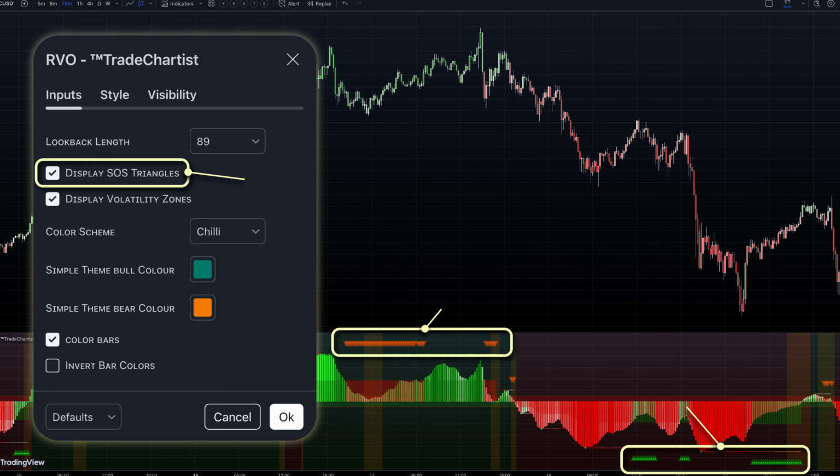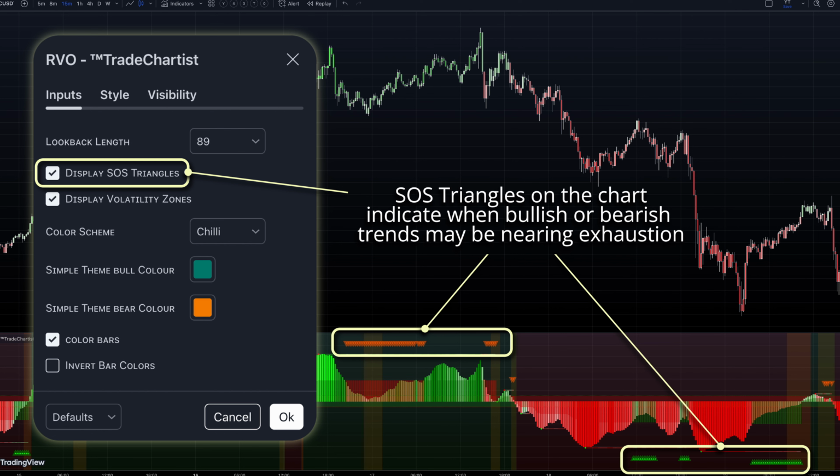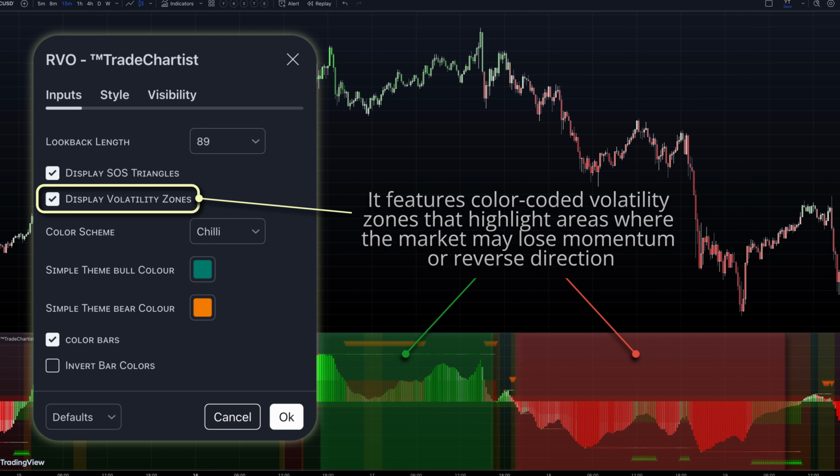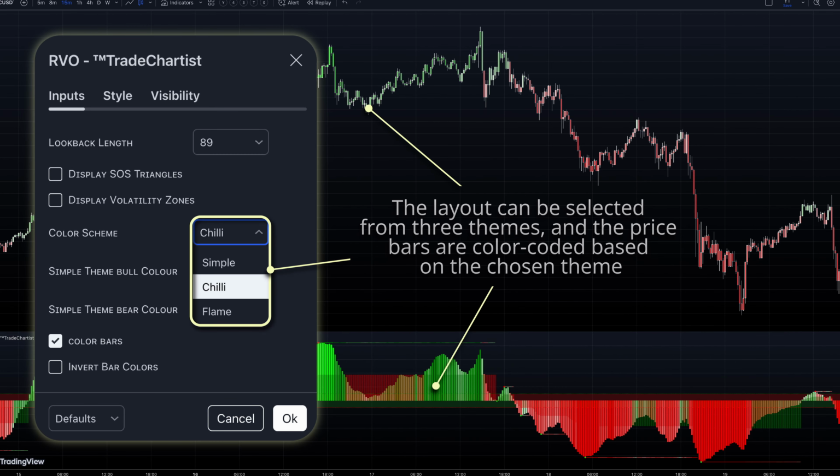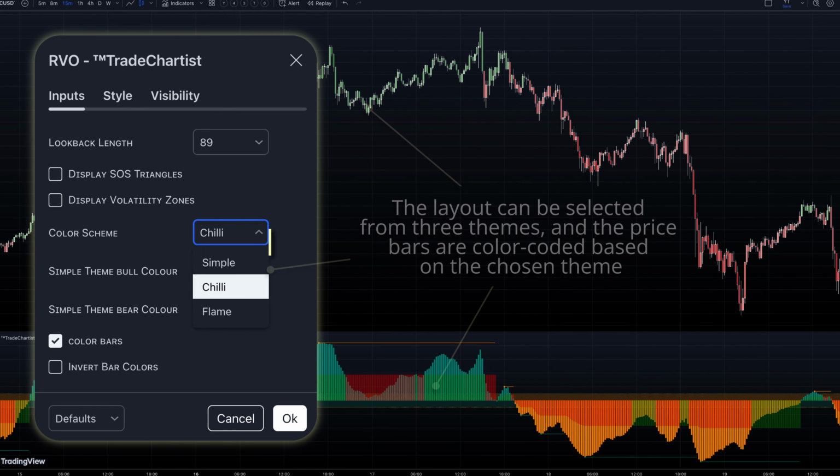The RVO includes SOS triangles on the chart to signal when bullish or bearish trends might be reaching exhaustion. It also has volatility zones, ranging from -5 to 5, that are color-coded to show where the market might lose momentum or reverse direction. The indicator offers 3 color themes and lets you color price bars based on the trend direction identified by the oscillator.